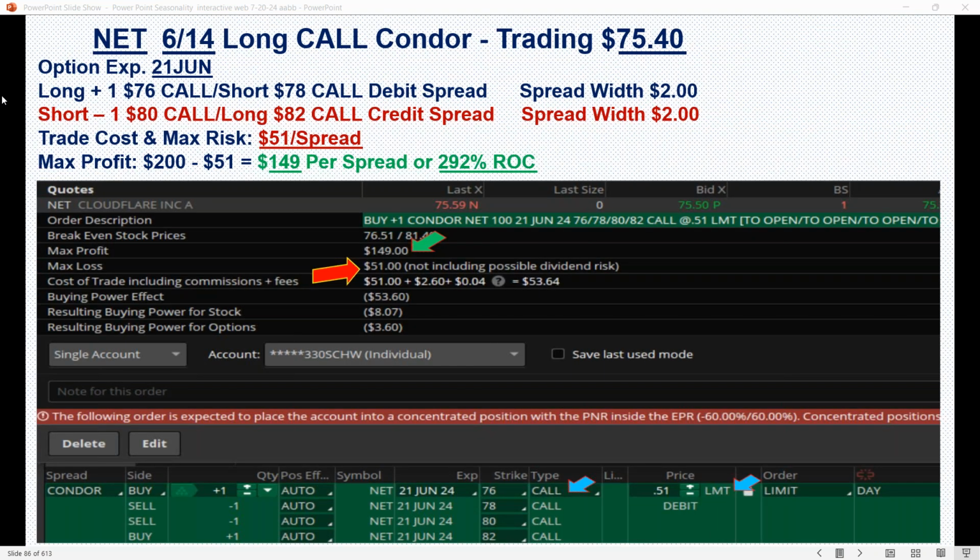These are very low risk trades. That's why we tend to do them. The 76, 78 call debit spread, $2 wide, and sold the 80, 82 credit spread against it. So spread width of 200 plus your cost of the trade. It was a $51 debit. So potential make $149, 292% return if you get your max profit on that.